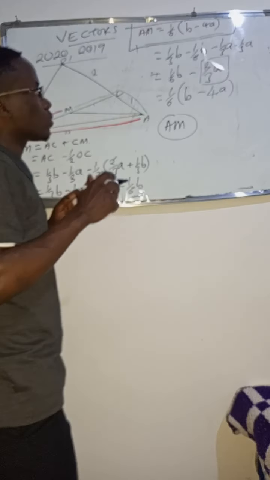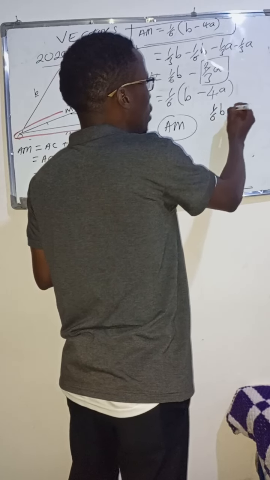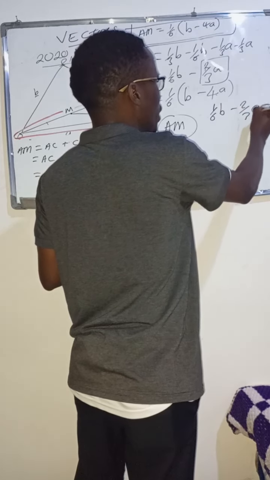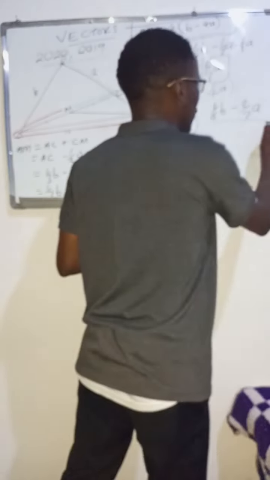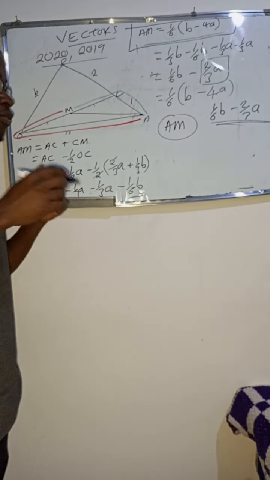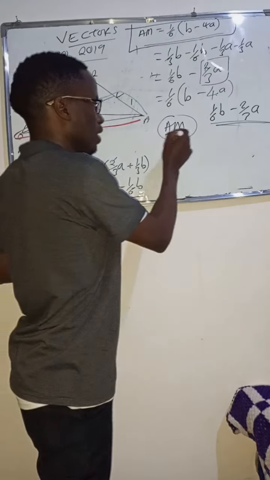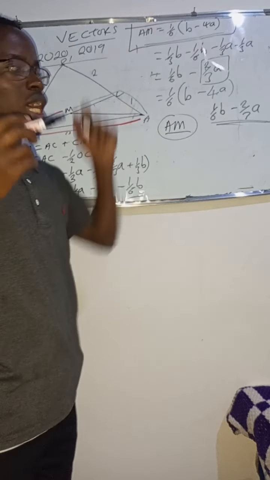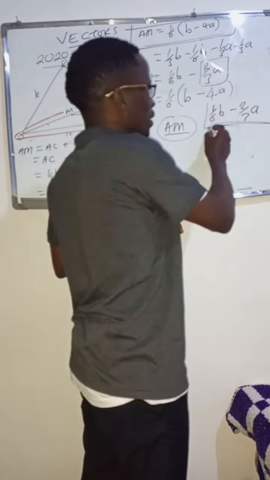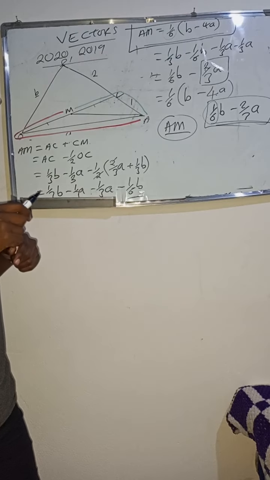Okay? Because like in this case, for example, it was what? It was 1 over 6B minus 2 over 3A, isn't it? So in the actual sense, in the normal sense, we can even leave it here, okay? We can leave it at that point, and the answer is going to be correct if the question was, find AM, okay? But in this case, they're saying that show that AM is equal to that. So now it's just a matter of you realizing that for me to leave it in this format, I need to factorize the 1 over 6, okay?